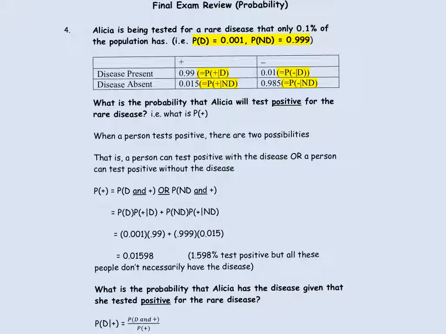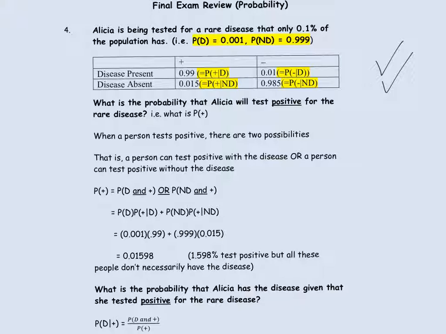This problem is the fourth problem in the probability review. Read the question before you play the video. When you read the question, this must sound very familiar to you. We've done several problems like this in class, for homework, and in various assignments. This type of problem will definitely be on the test.